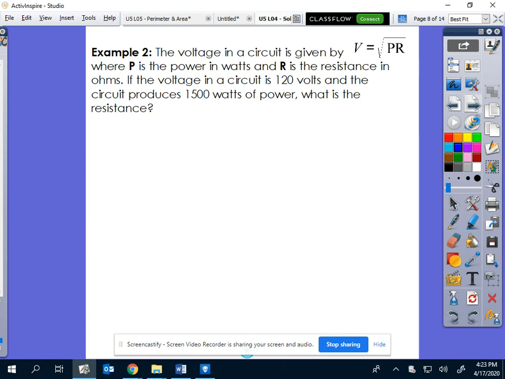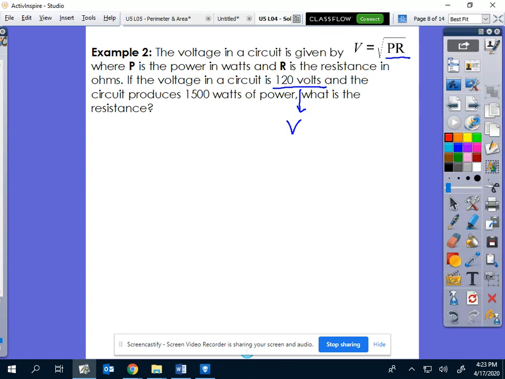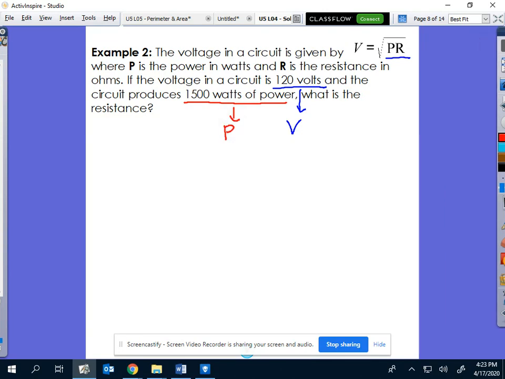So here's one that has to do with voltage. The voltage of a circuit is given by the square root of PR. And P is our power, which is watts, and our resistance, R, which is ohms, right? So it says that if the voltage of a circuit is 120, so what we just did was it gave us V, right? Our voltage is 120, and that produces 1,500 watts of power. Well, that just gave us P. Question is, what is R? Right? We don't know what R is.